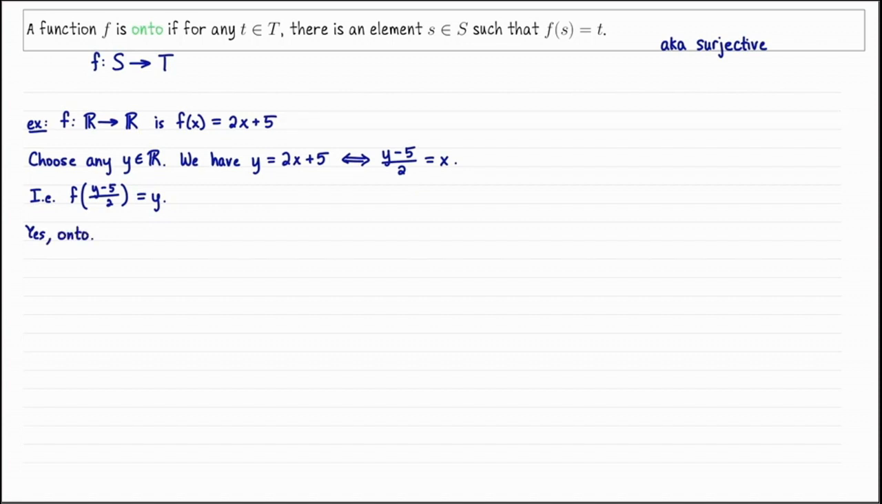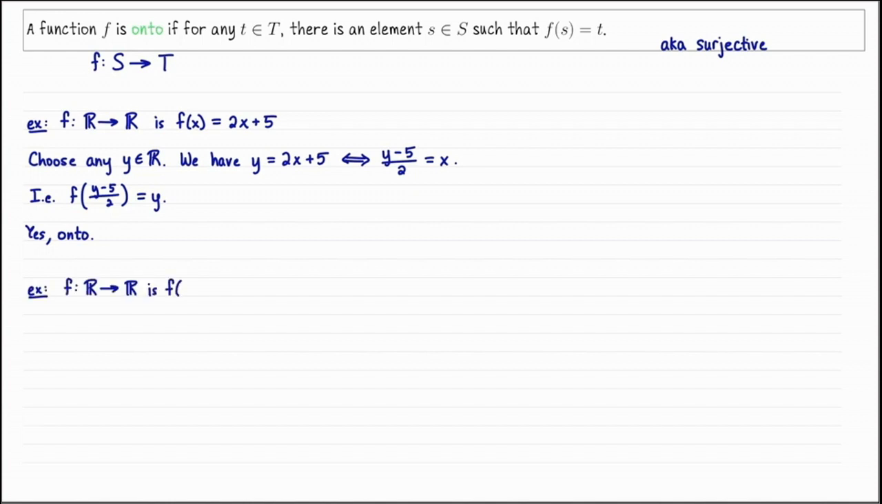If I want to map to 10, I can do that. I just have to plug in 2.5. If I want to map to negative 500, I can do that. I just have to plug in the right input. So there's a way to reach all possible outputs.